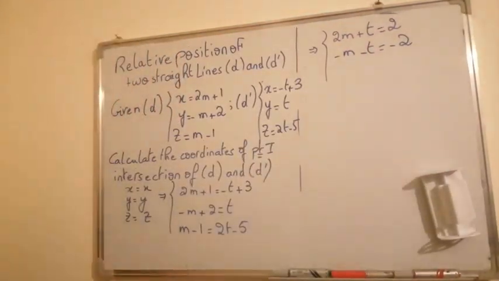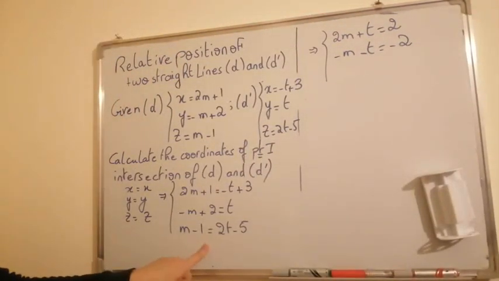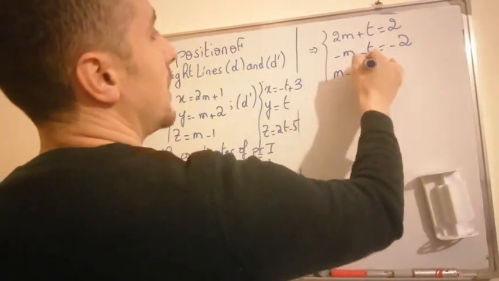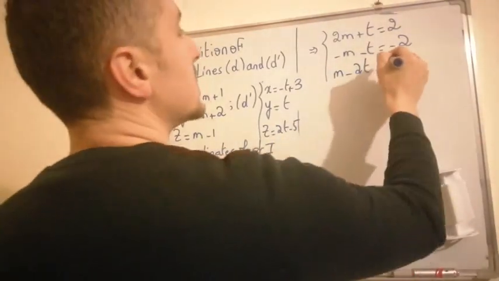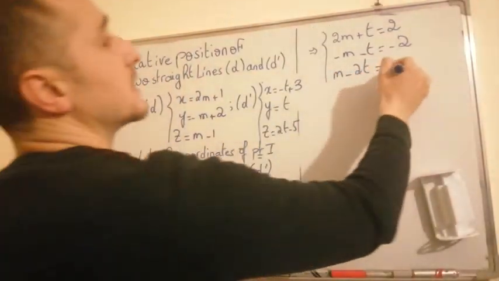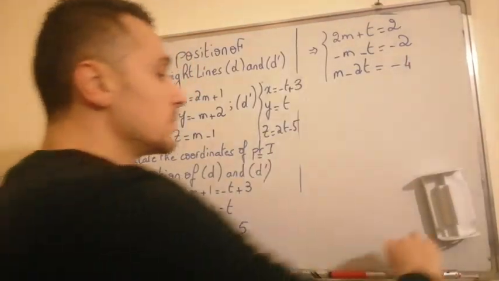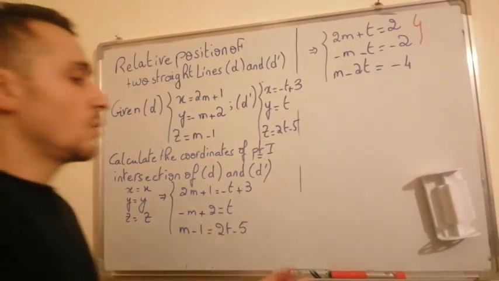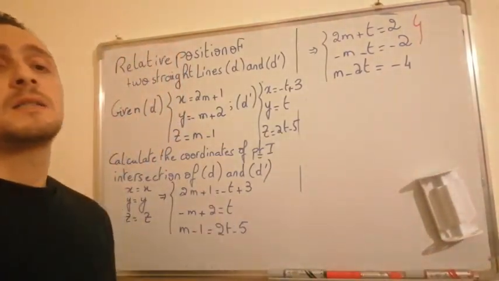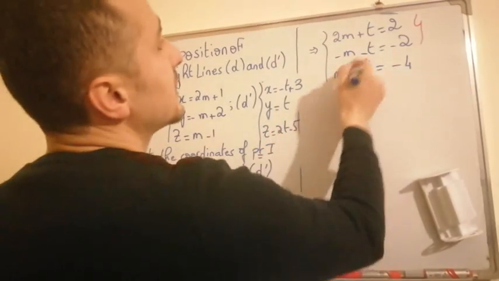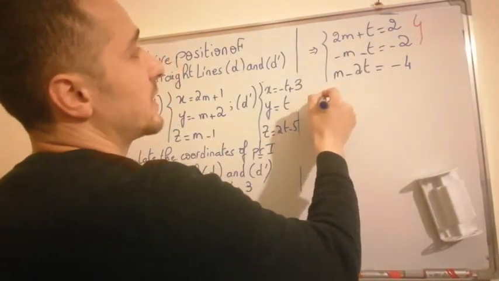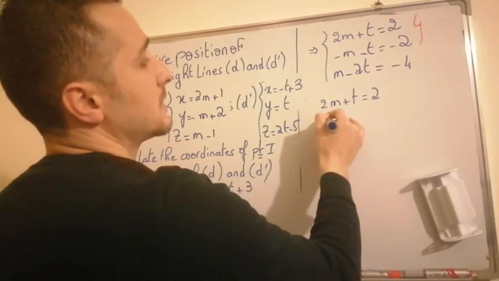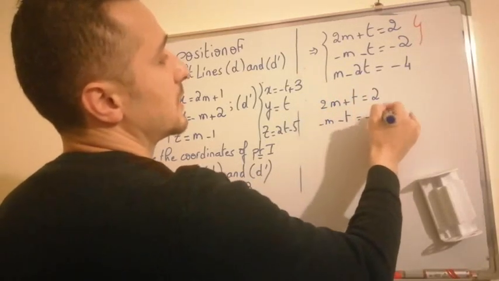And the third equation, m minus 1 equals 2t minus 5. So m minus 2t equals minus 5 plus 1, it's minus 4. We can use the two first equations and we find the value of m and t. Okay? Using the two first equations, 2m plus t equals 2 and minus m minus t equals minus 2.